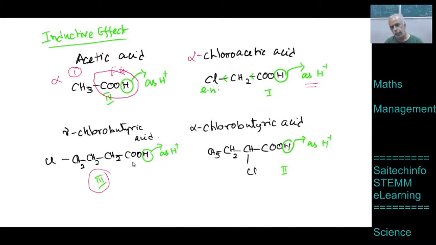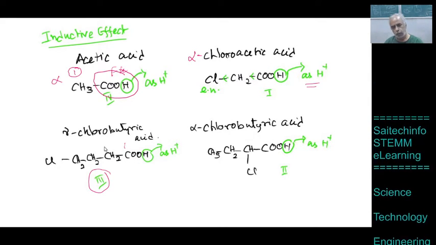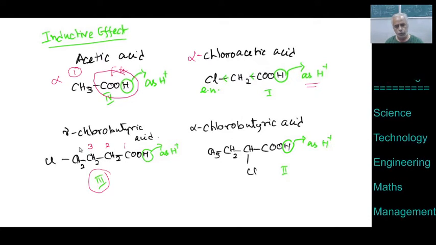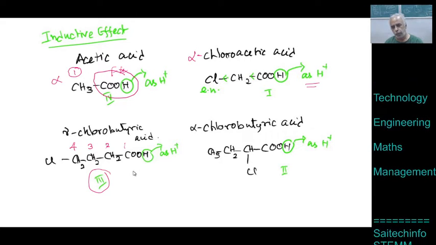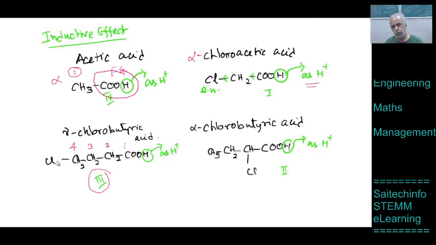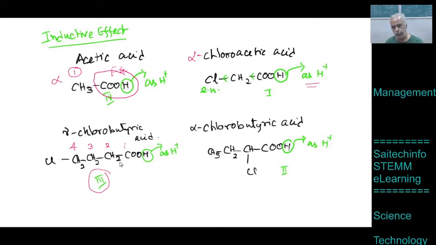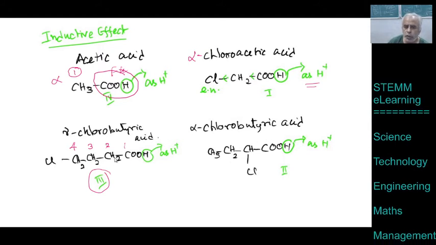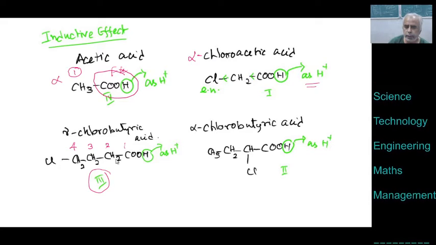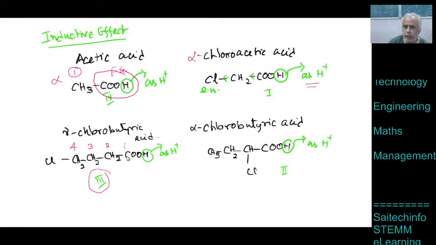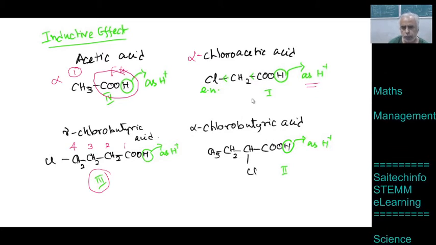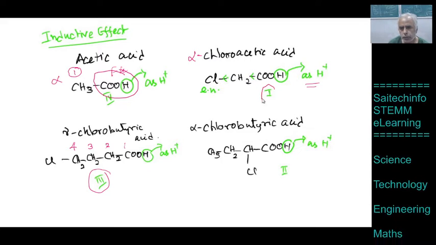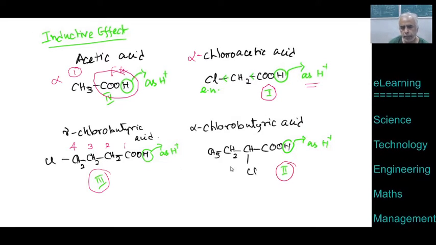So gamma chlorobutyric acid means carbon atom 1, carbon atom 2, carbon atom 3, carbon atom 4. So 4 means buta. And what is the IUPAC nomenclature in that case? That is 4-chlorobutanoic acid. Okay, write down 4-chlorobutanoic acid. And now you can compare the acidic nature between the third and the first one. This is the first one, this is the second. I am comparing with the third.